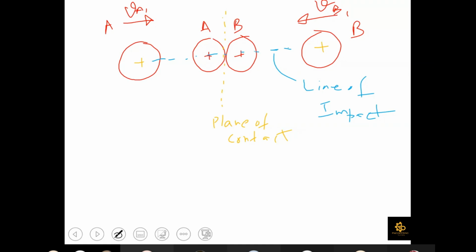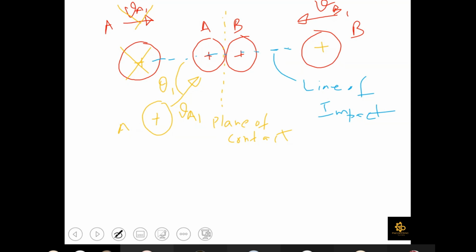For example, suppose particle A was not traveling from the position shown to you earlier. Rather, this particle A was located at this position and it was traveling at a velocity VA1 at an angle of say θ1 with respect to the line of impact. At the time of collision, the line of impact you drew was this blue line. Since particle A has a velocity at an angle with respect to the line of impact, this type of impact would be called oblique impact.